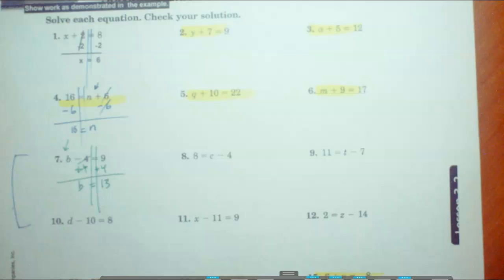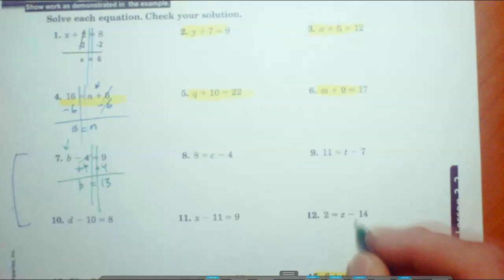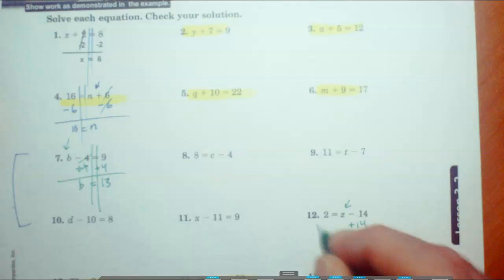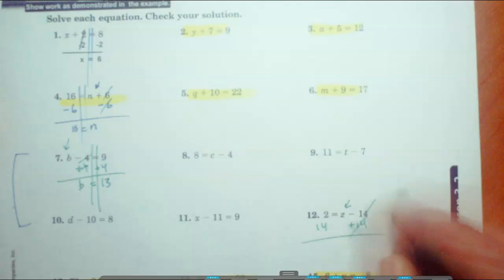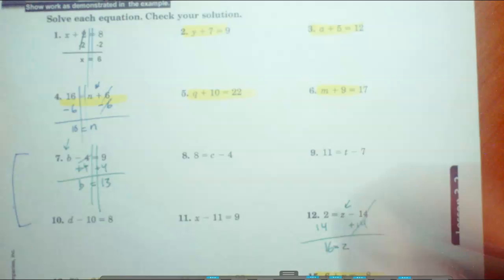All right. I don't see any of them that are going to be negative here. Let's try one over here. 2 equals z minus 14. So let's just get z by itself. We're going to have to get rid of this minus 14. So let's add 14 to this side. Let's add 14 to this side. Those cross off. You're left with z equals 16. And again, if you want to put these railroad tracks in, you can.